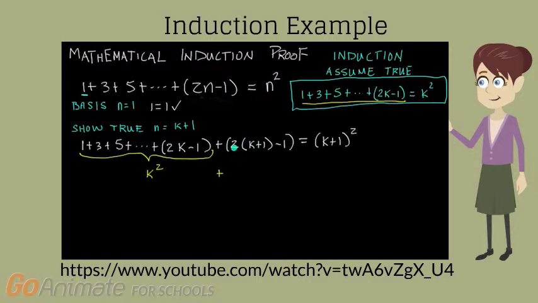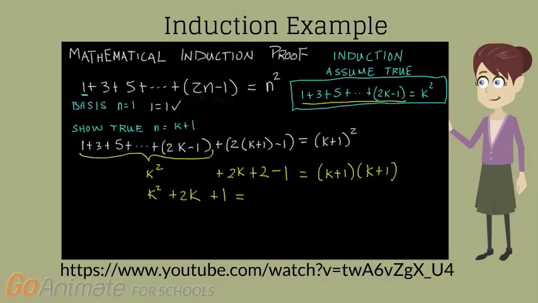So this part right here, 2 times k is 2k, and then distributing the 2 times the plus 1, this would be plus 2, and then we have the minus 1 over here. So is that equal to k plus 1 squared? And k plus 1 squared is the same thing as k plus 1 times k plus 1. So now we have k squared plus 2k right here plus 2 minus 1. 2 minus 1 is a positive 1. So on the left-hand side we have k squared plus 2k plus 1. And is that equal to k plus 1 times k plus 1?